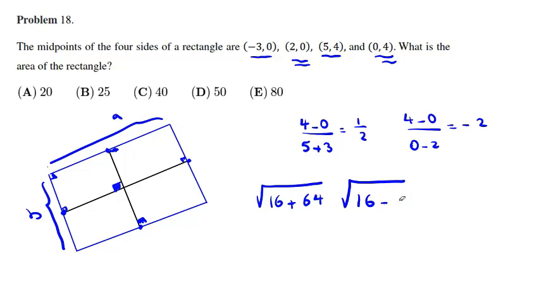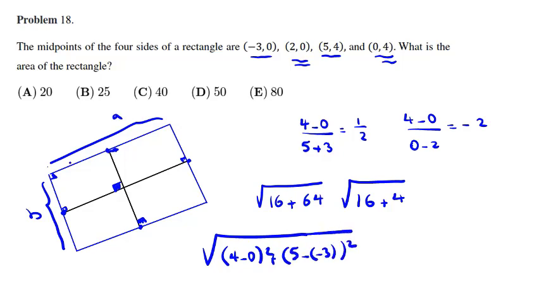So let me correct this part. Here, if I want to show it better, in case you didn't understand: 4 minus 0 squared plus 5 minus negative 3 squared is the length of, for example, one side, times the other one, 4 minus 0 squared plus 0 minus 2 squared.